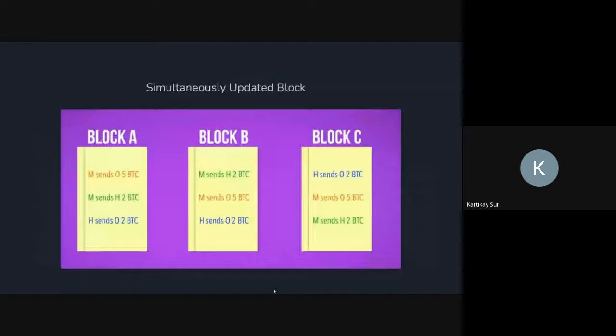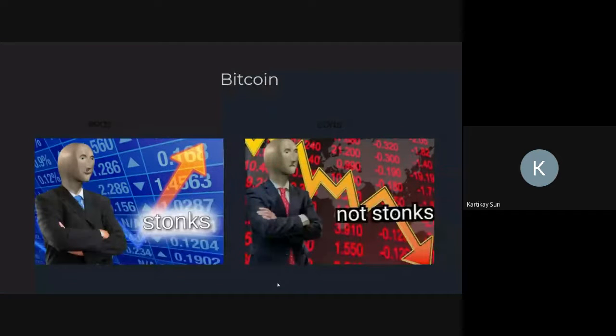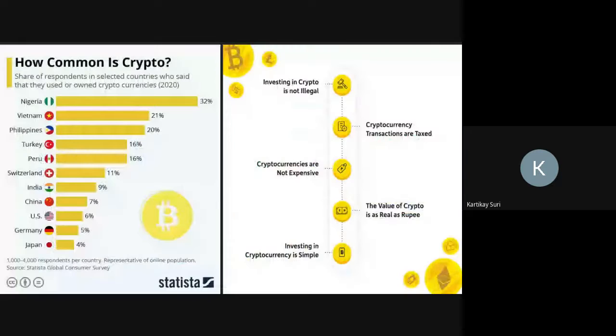So now we move on to the pros and cons of Bitcoins, stonks or not stonks. Crypto in itself has become fairly common now. As you can see on screen, there are countries wherein the share of crypto being used for daily transactions is extremely high, ranging all the way from 4% in Japan to 32% in Nigeria.